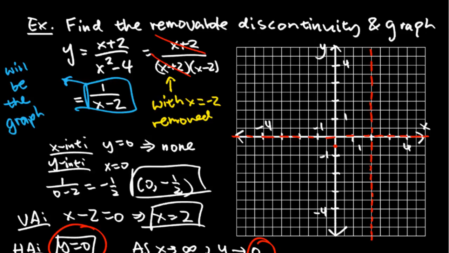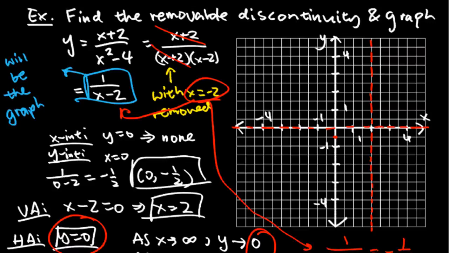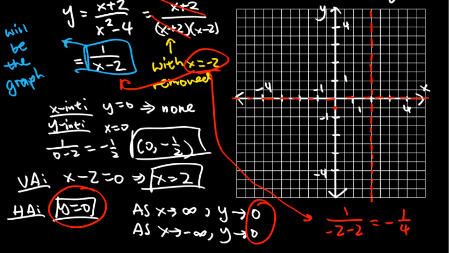Okay, so we see that we have this thing. And now let's look at the point that got removed. We have x equals -2. Let's plug that into this function, so the final form. We got 1 over -2 minus 2, which is -1/4. Sorry, just noticed that it wasn't showing, so there we are. 1 over -2 minus 2, -1/4.